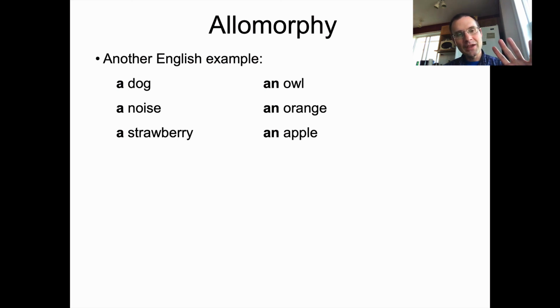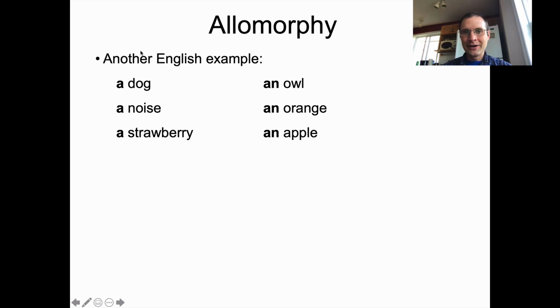But here's another example of a morpheme changing shape or phonetic shape in front of different kinds of roots or words. We can talk about a dog, and we put "a" in front of it to talk about just one general unspecified dog. Or a noise or a strawberry. But then when we apply the same indefinite article to the beginning of these other words, like owl, orange, and apple, we talk about an owl, an orange, an apple. So it's no longer "a", but "an", with this n at the end of the word.